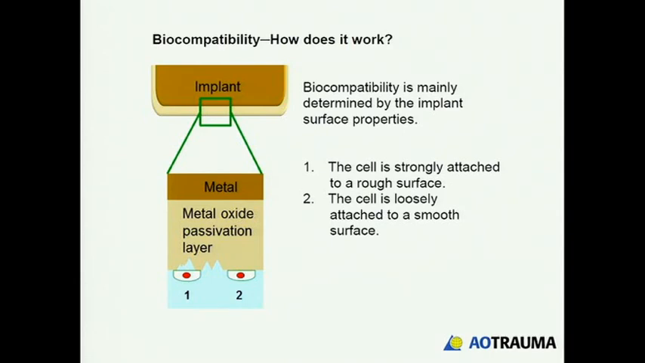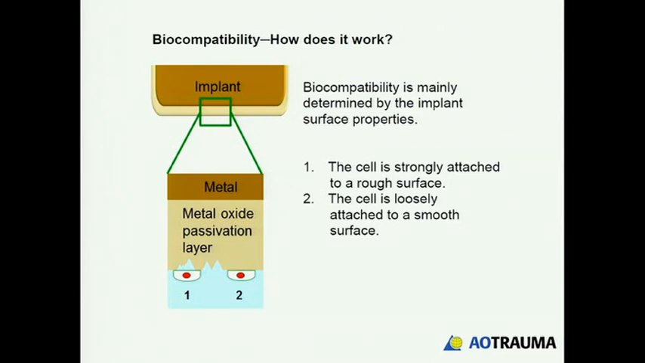When we implant a material, the implant surface properties, as I said before, are the main issue that controls the biocompatibility of the material in the first place. Because when we look at the surface properties, it can be rough or smooth, and it affects the attachment of cells on the surface. The cells, when we implant the material, are strongly attached to rough surfaces and loosely attached to smooth surfaces.